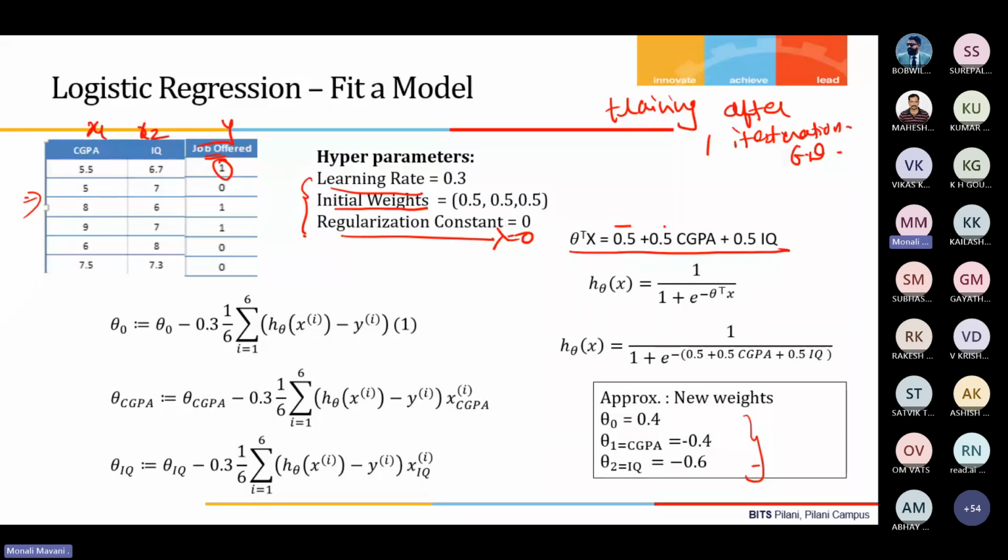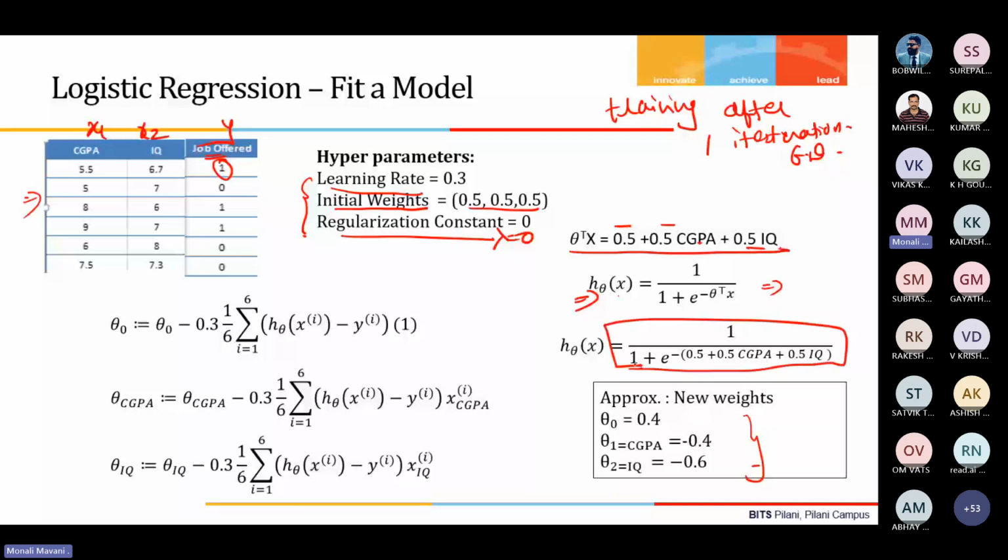0.5 CGPA. So you can see all of these three weights are 0.5, 0.5, 0.5. So CGPA and IQ coefficients are also 0.5. Then you can use this hypothesis function and calculate the hypothesis. So here it is given to you how we can calculate the hypothesis.